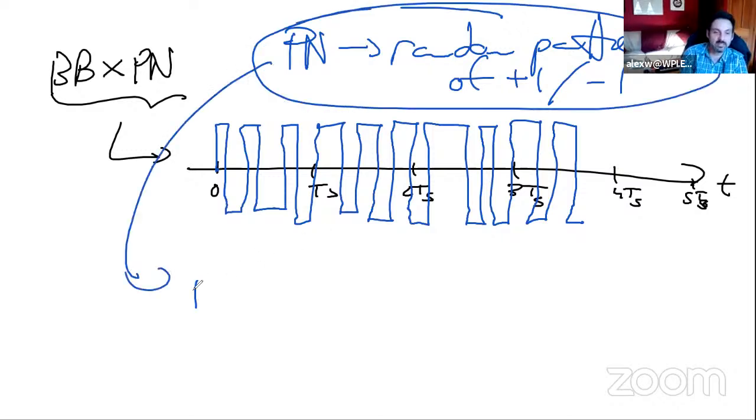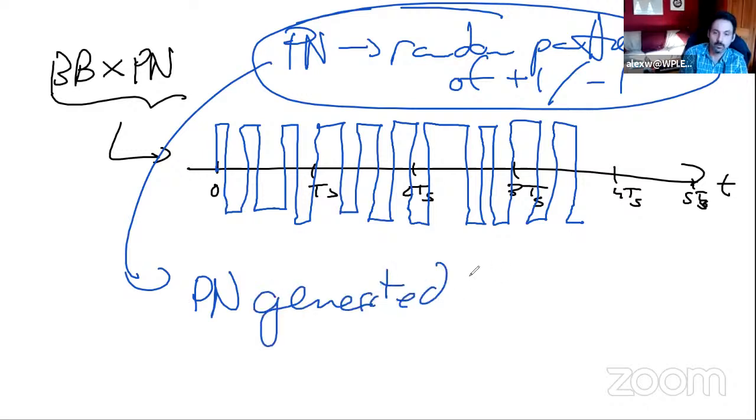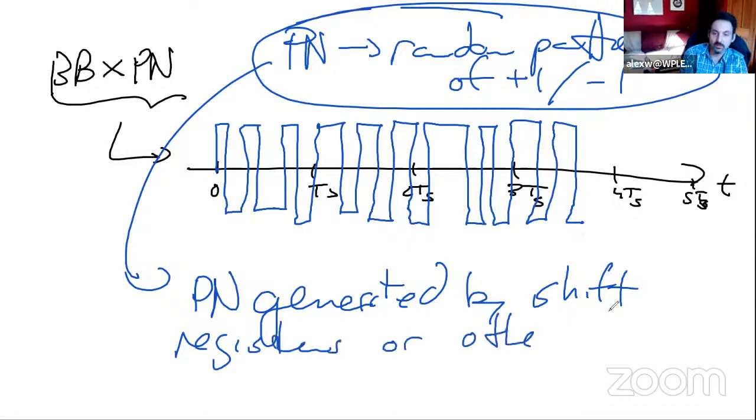So what happens is the PN sequence is generated by shift registers, or other logic, such that after several hundred of these chips, the pattern repeats and then repeats. But if you don't look at it long enough, it looks random. It's like, oh, just a bunch of plus and minus ones. But in the long term, if you constantly look at it, you'll see the same pattern over and over and over again. And that's what gets multiplied against your baseband signal.